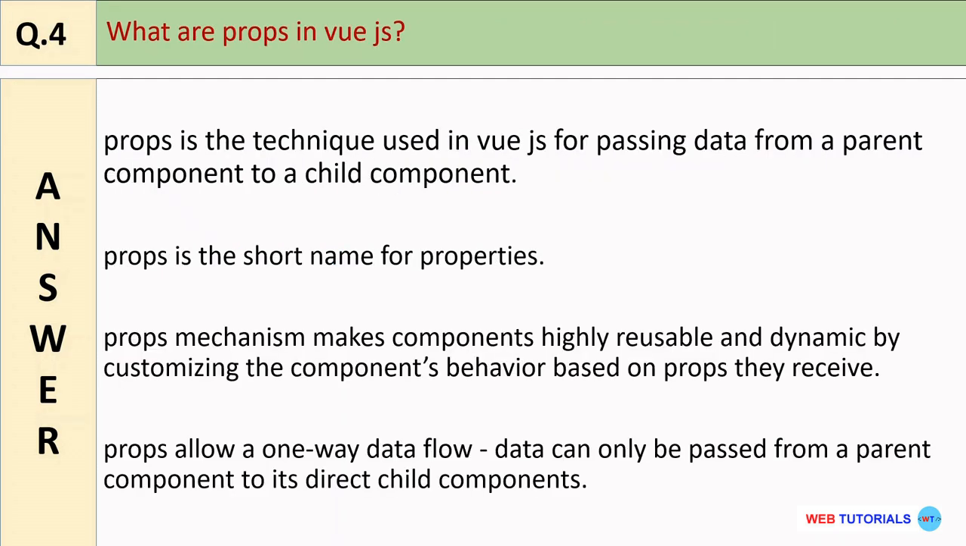What are props in Vue.js? Props is the technique used in Vue.js for passing data from a parent component to a child component. Props is the short name for properties. Based on the props they receive, we can make components highly reusable and dynamic. Props allow a one-way data flow. That means data can be passed only from a parent component to its direct child component.